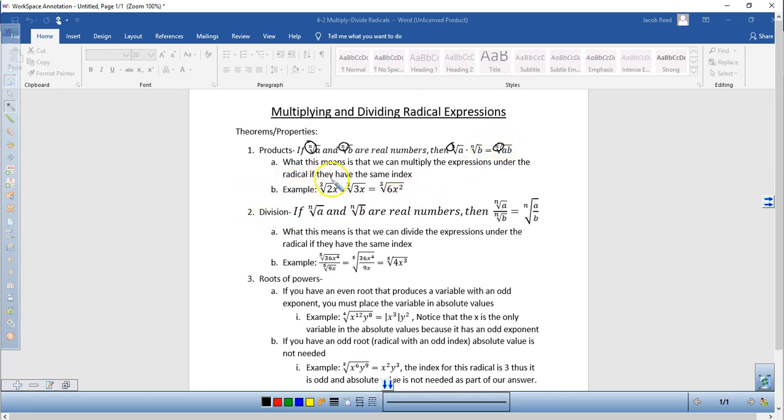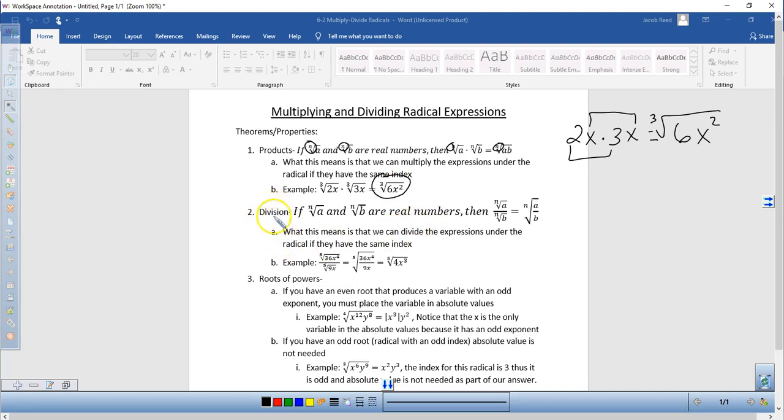For example, if we have the cube root of 2x times the cube root of 3x, we're going to have the cube root of 2x multiplied by 3x. Well, we know that 2 times 3 is 6, and x times x is x squared, all under that same radical. And then from here we would simplify if we can. In this case, we cannot.